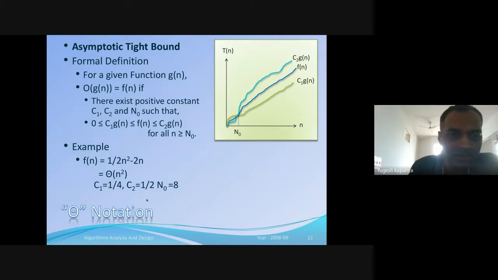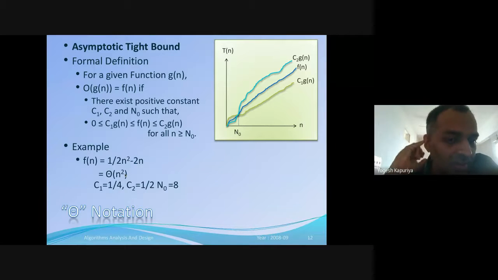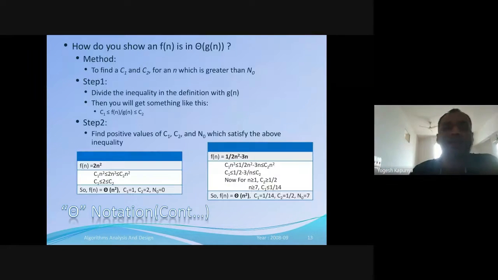Now, how to compute this? So let's say you have this equation f(n) is equal to 1 by 2 n square minus 2n. Now obviously you need to put some values of c1 and c2. We'll see how, and you have to observe that it's a tighter bound. So again, your highest order term will always be there, whether it's big O, big omega, or theta notation. So let's see how to compute theta for any f(n).